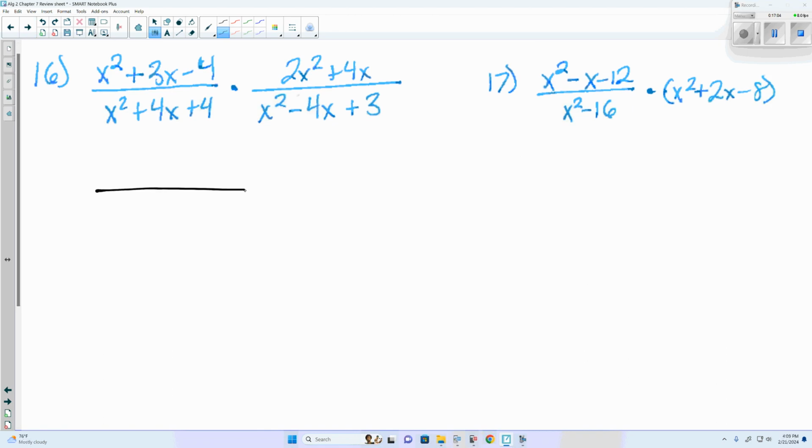16, we do have a little bit more factoring to do.